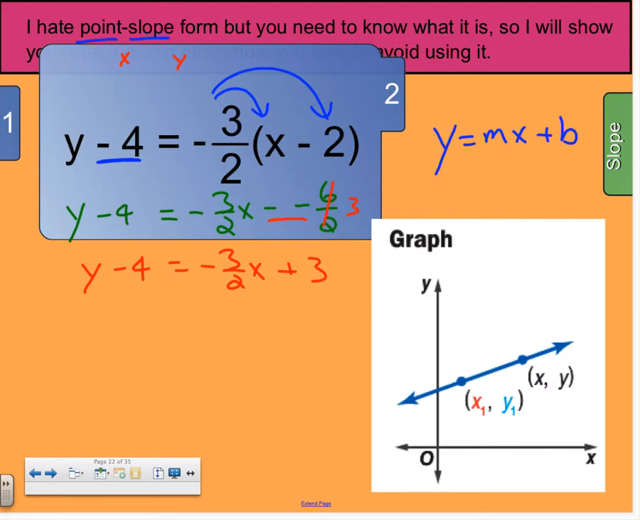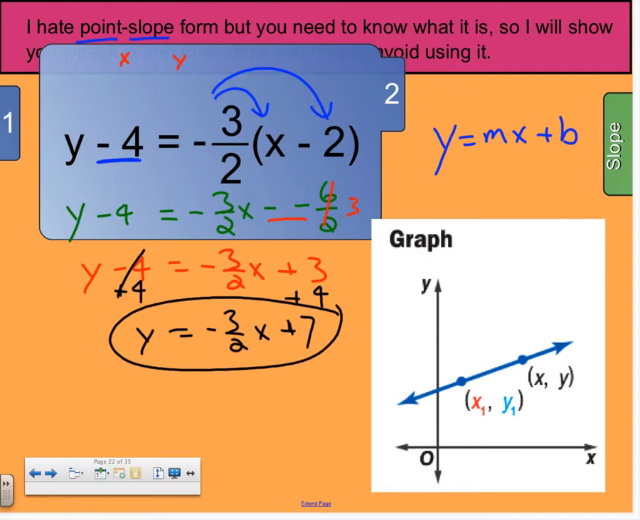Now, how do I get this y by itself? The inverse operation of subtraction is addition, so that cancels. Whatever I do on one side, I must do on the other. Now I have y equals negative 3/2 x plus 7. So I was able to take my equation, which was initially in point slope form, and rewrite it in slope intercept form. And the reason that's helpful is now I can identify what the y-intercept is.